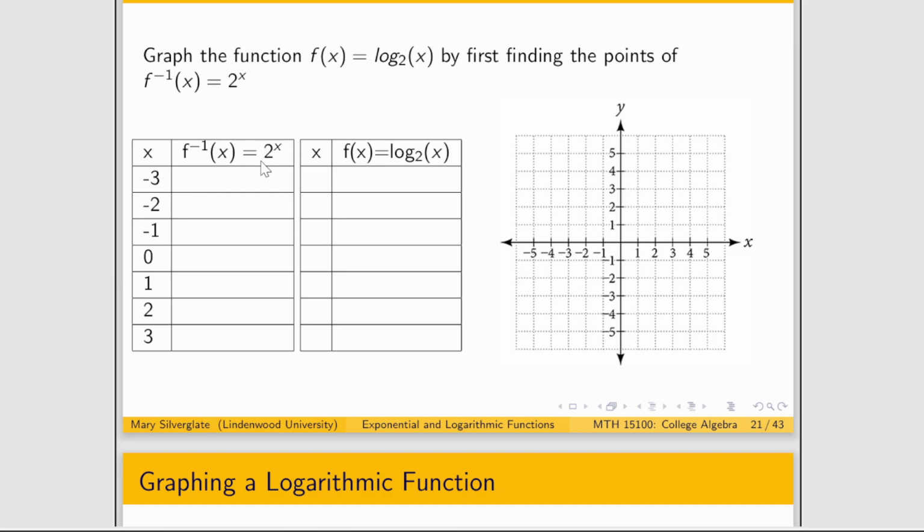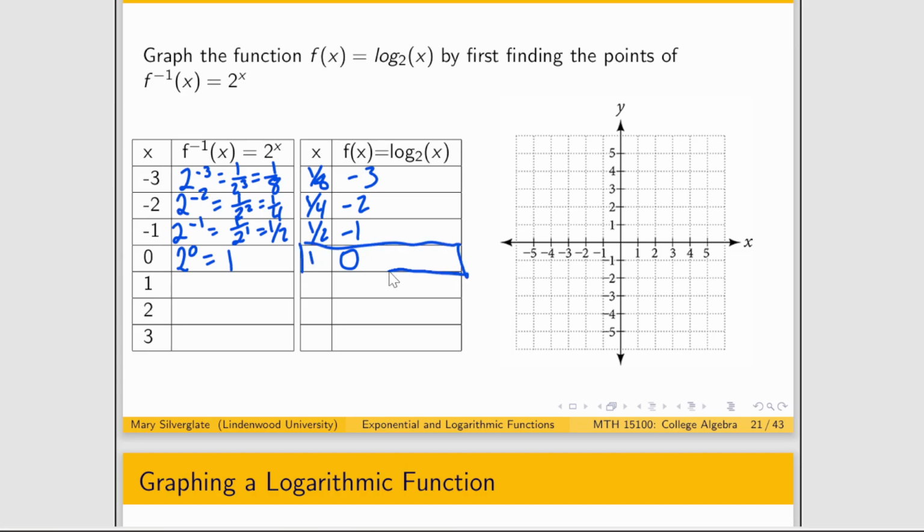So here, on the inverse function 2 to the x, well, 2 to the negative 3 is 1 over 2 cubed, which is 1/8. So on the log function, I have the point (1/8, -3). 2 to the negative 2 is 1 over 2 squared, which becomes 1/4. So on the log, I have (1/4, -2). 2 to the negative 1 becomes 1/2, so on the log, I have (1/2, -1). 2 to the 0 becomes 1, so on the log, I have the point (1, 0), which ends up being a really nice key point to know.